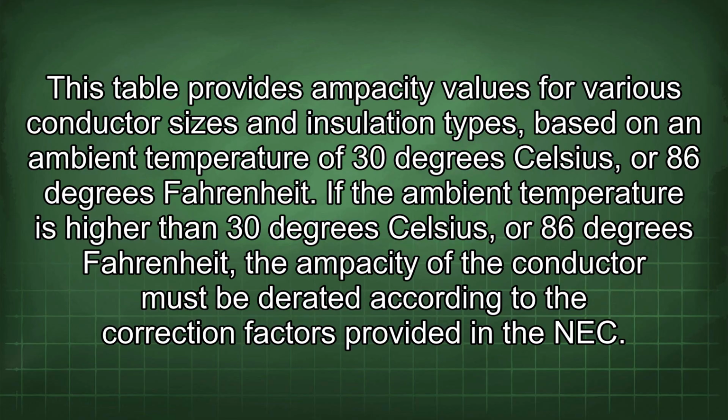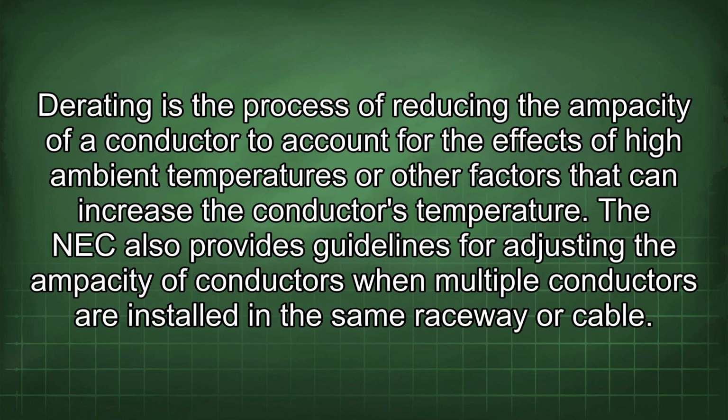If the ambient temperature is higher than 30 degrees Celsius or 86 degrees Fahrenheit, the ampacity of the conductor must be derated according to the correction factors provided in the NEC. Derating is the process of reducing the ampacity of a conductor to account for the effects of high ambient temperatures or other factors that can increase the conductor's temperature.